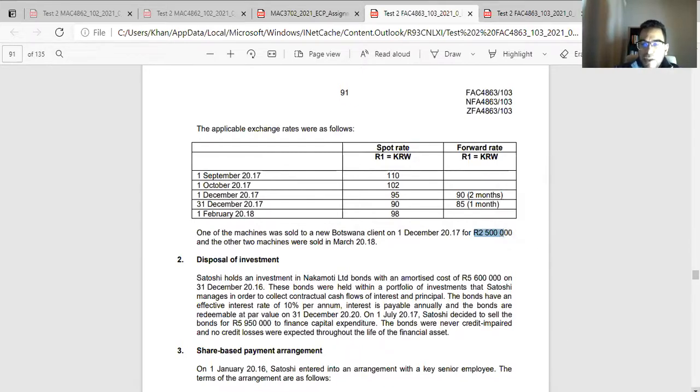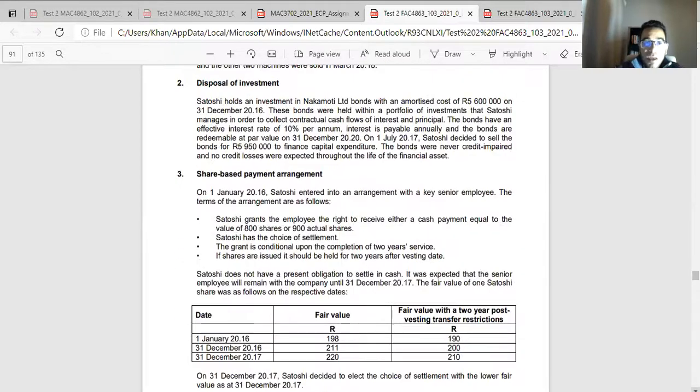Now we go to point number 2. Disposal of investment. Satoshi holds an investment in Nakamoto Ltd bonds with an amortized cost of 5.6 million on 31 December 2016. These bonds were held in a portfolio of investments that Satoshi manages in order to collect contractual cash flows of interest and principal.